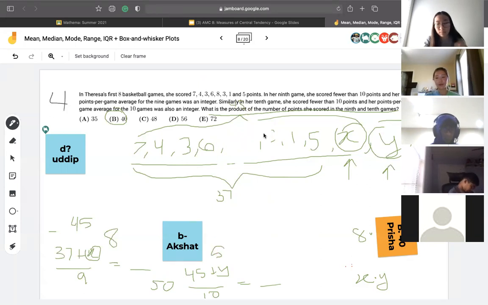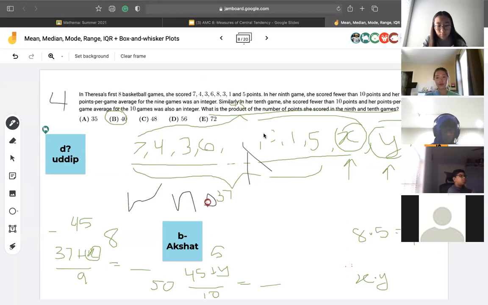So now we know, I'm just going to move this really quickly. Now we know that it has to be 5. So 8 times 5 gives us 40, which is our answer, B.